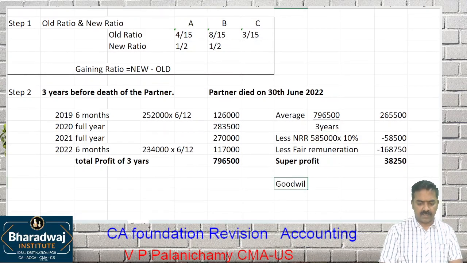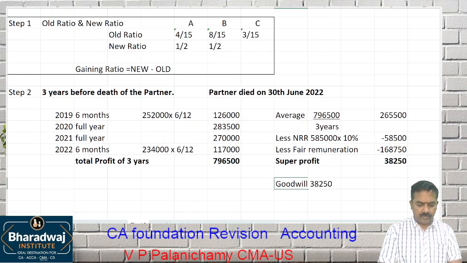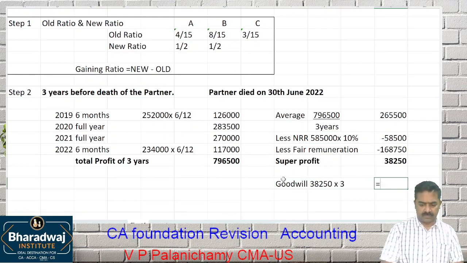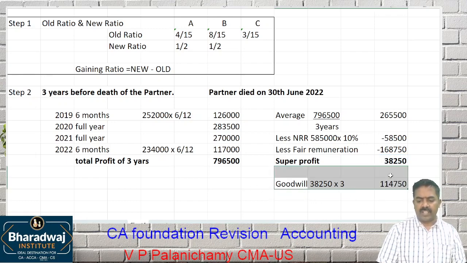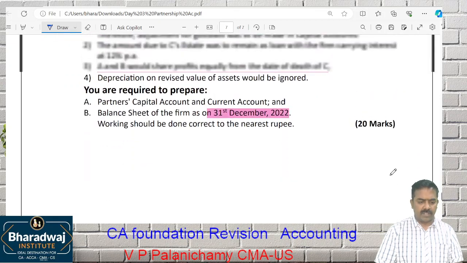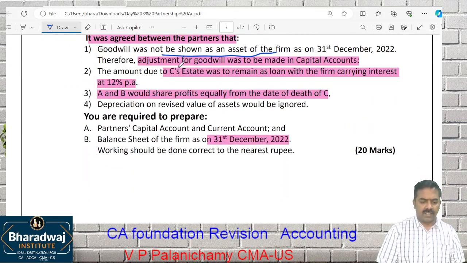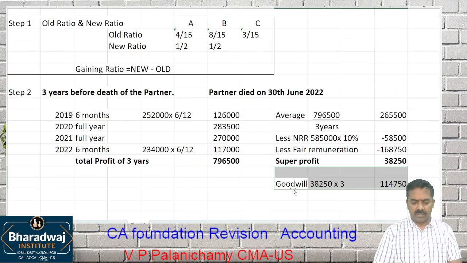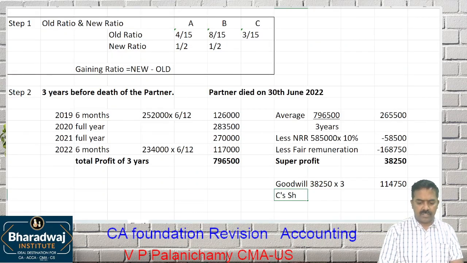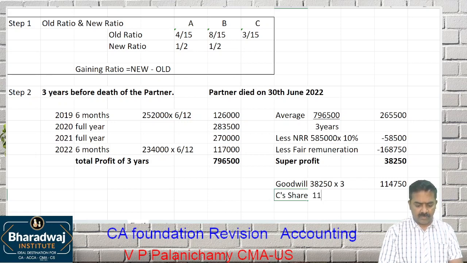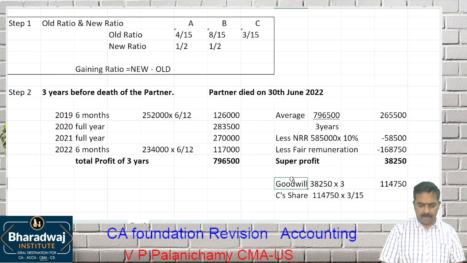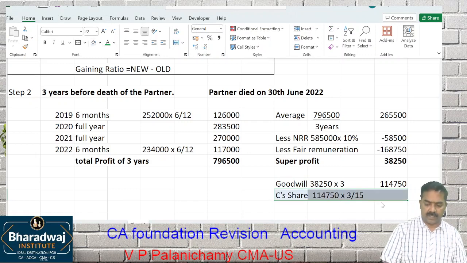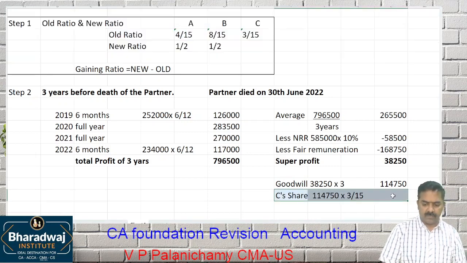So what will be the value of goodwill? How many years' purchase? 38,250 into 3 years, what comes? 1,14,750. So are we going to raise the full goodwill? No. What is given? Goodwill not to be shown in the assets. Just adjust in which account? Capital account. C's share of goodwill: 1,14,750 into what is C's share? 3 by 15. Adjustment should be made only for the deceased partner's share. What comes with 3 by 15? 22,950.